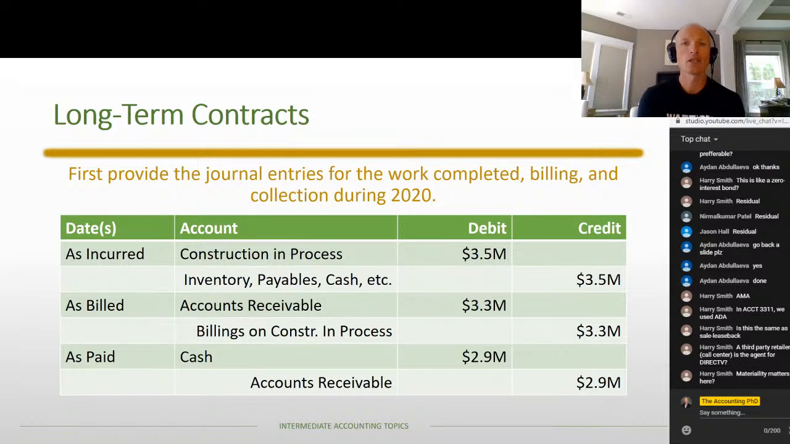Then, of course, as the customer actually pays me, I get rid of the receivable and I collect the cash. This is just generally what's going on. The majority of the journal entries are in that first group, the as-incurred group. That's happening a lot. Then as I bill, that's the second group, and then as I collect, it's the last two accounts.